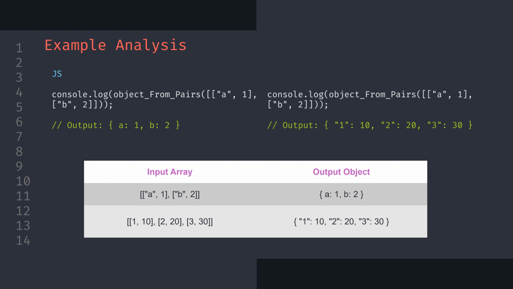Let's summarize our examples. For the array of A1 and B2, the output is A1, B2. Similarly, for the array of 110, 220, and 330, it produces 110, 220, 330. Each key value pair in the input arrays maps directly to the object.